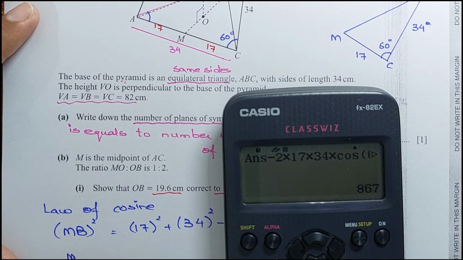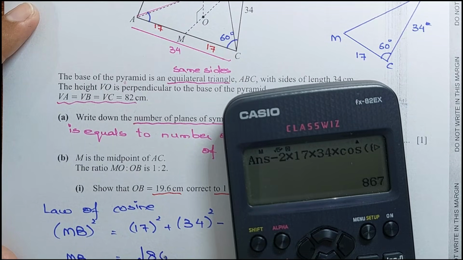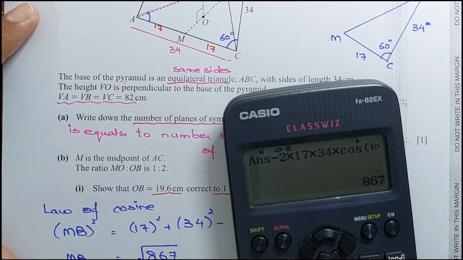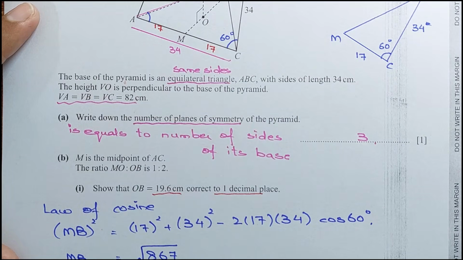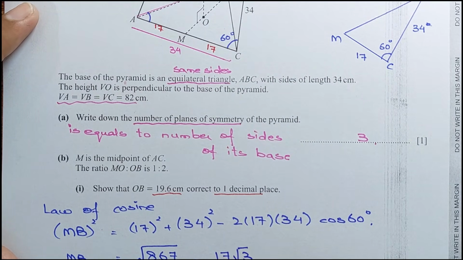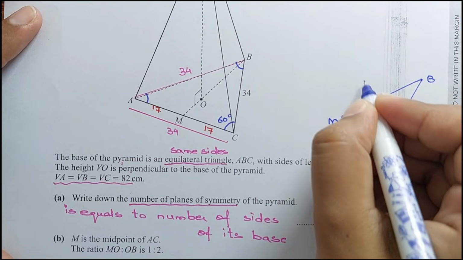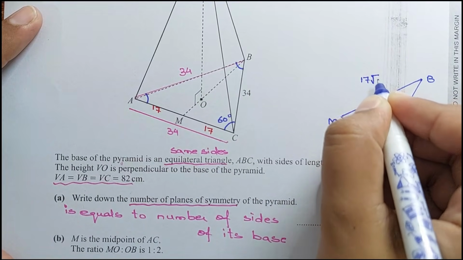So what is MB? MB is square root of 867. The root of this answer is 17 root 3. This is 17 square root of 3. So M to B, this length is 17 square root of 3.